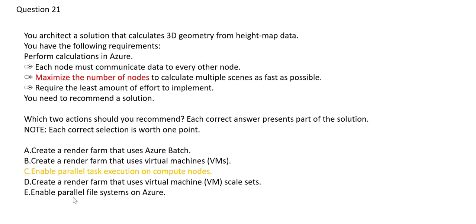Let's look at option D. It says you create a farm which uses VM scale sets. See, scale sets, what it does is, if one VM cannot do the job, it will add 10 more VMs. If 10 VMs cannot do the job, it will add 100 VMs. See, here the need is high performance compute. So VM is out of question. When you already have batch and already have parallel task execution, why you need VMs? Even scale sets will not suffice for such requirements.